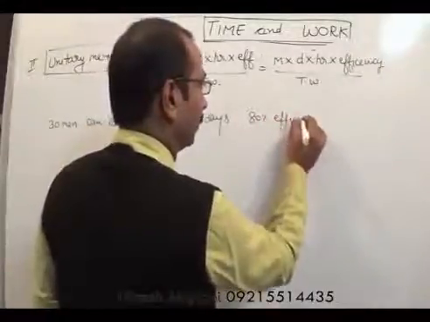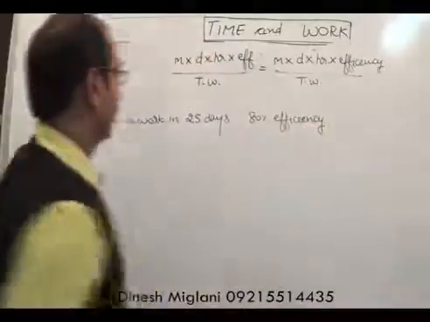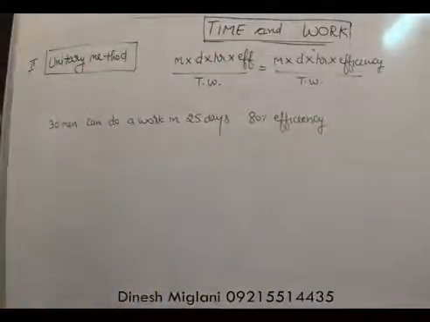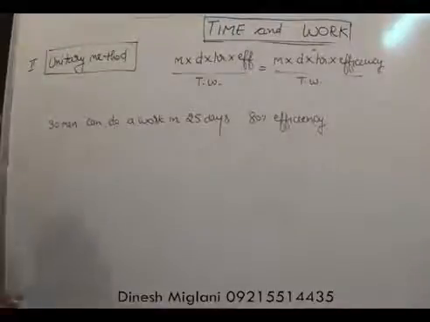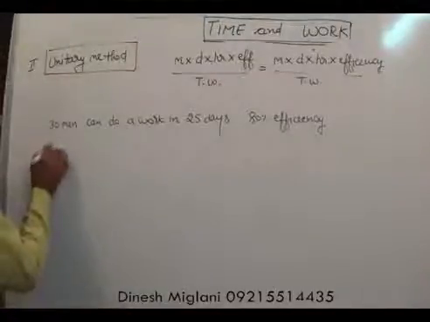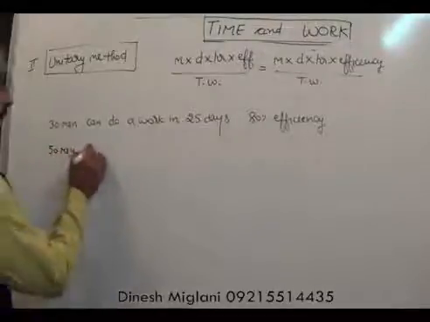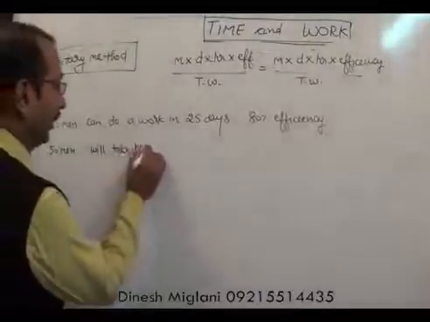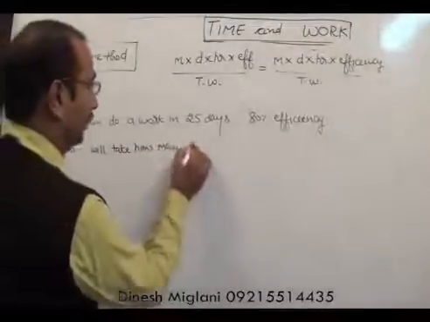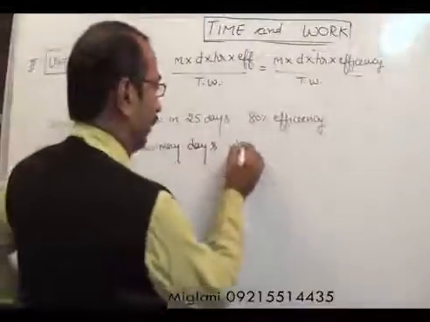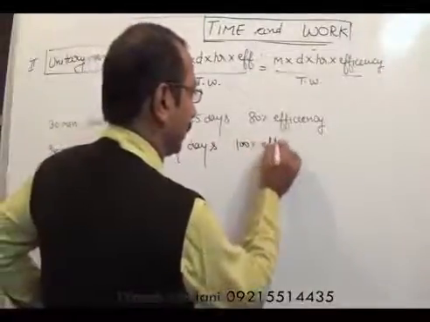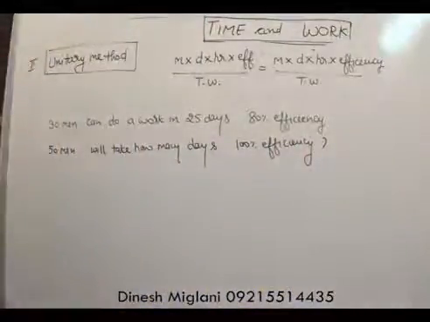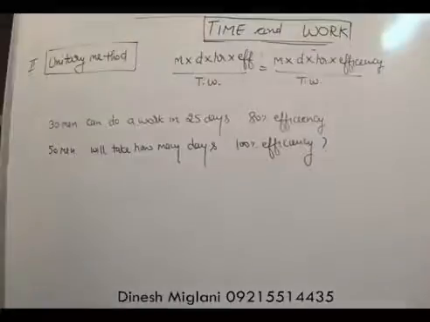What does the question talk about? It is given that 30 men can do a work in 25 days working at 80% of efficiency. I have to answer: 50 men will take how many days if they are working at 100% efficiency? The question is, 50 men will take how many days if they work at 100% efficiency?